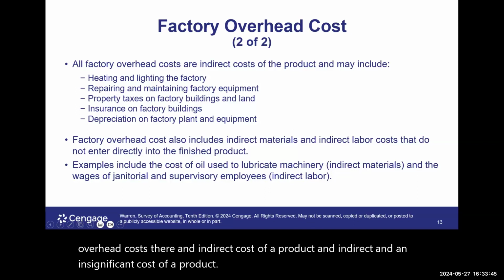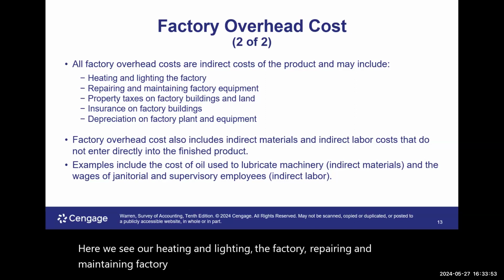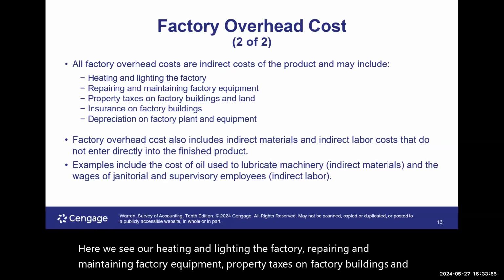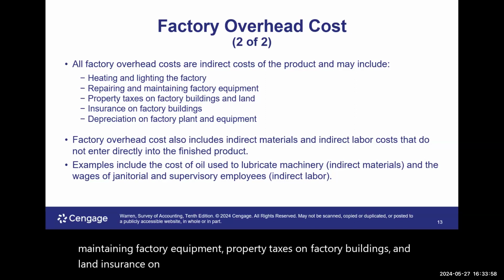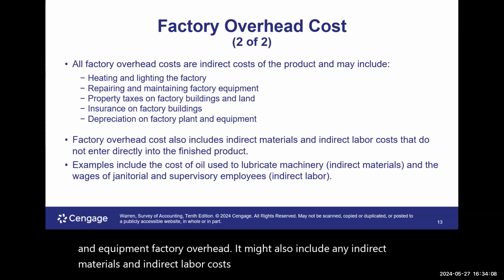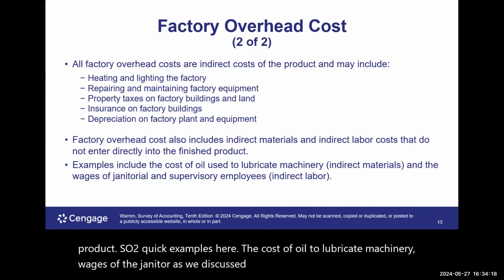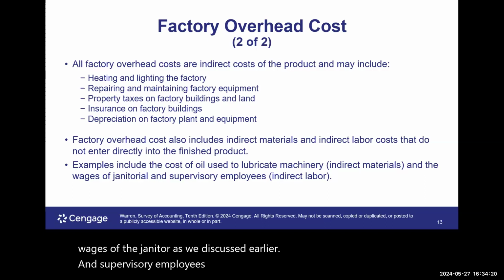So some examples, here we see heating and lighting the factory, repairing and maintaining factory equipment, property taxes on factory buildings and land, insurance on factory buildings, and depreciation on any factory plant and equipment. Factory overhead might also include any indirect materials and indirect labor costs that don't enter directly into the finished product. So two quick examples here: the cost of oil to lubricate machinery, wages of the janitor, as we discussed earlier, and supervisory employees, which is considered indirect labor.